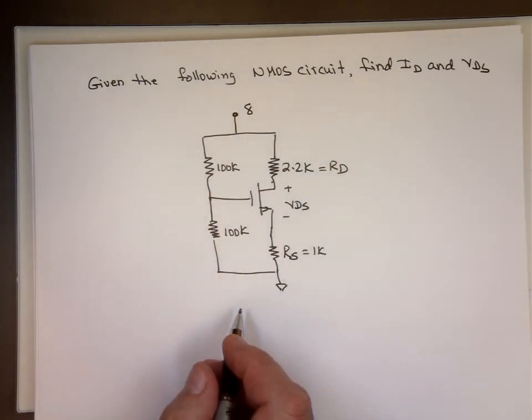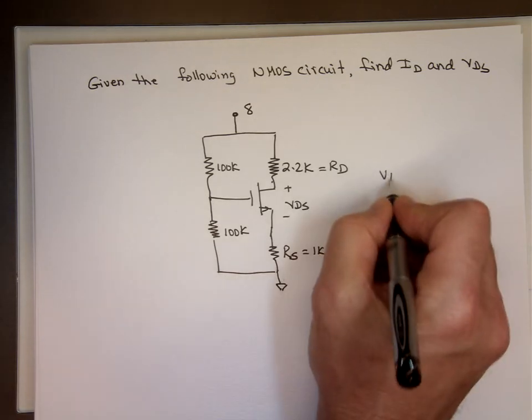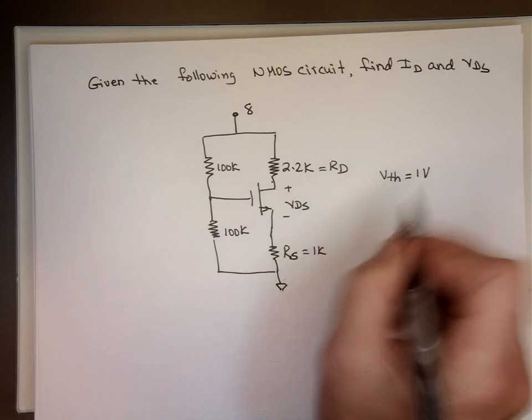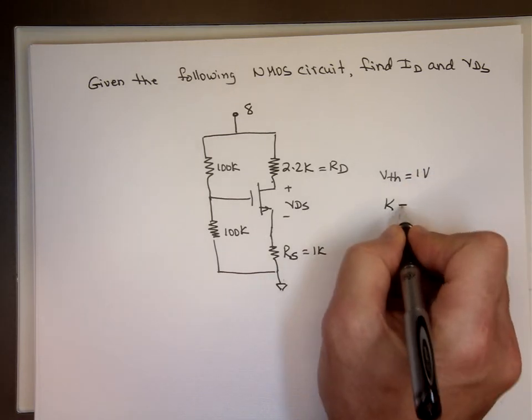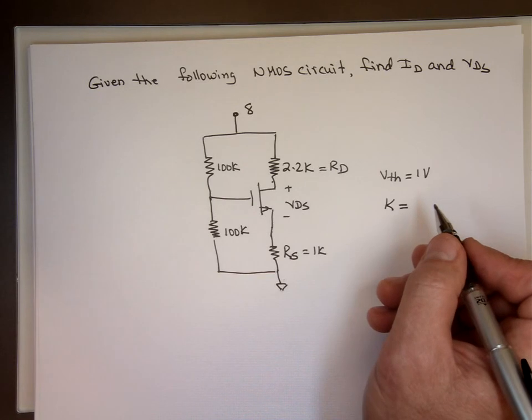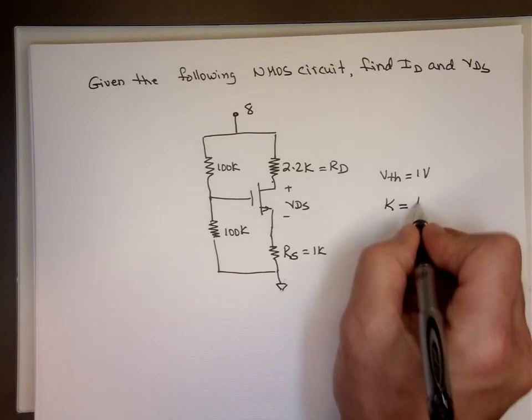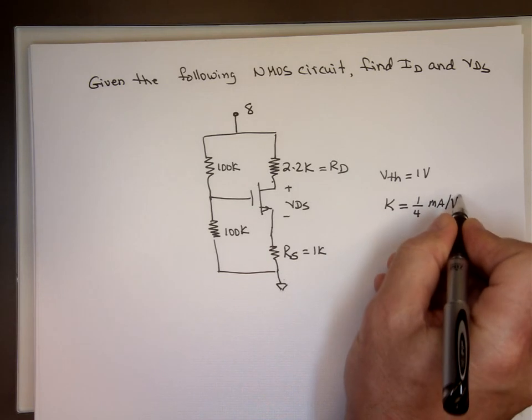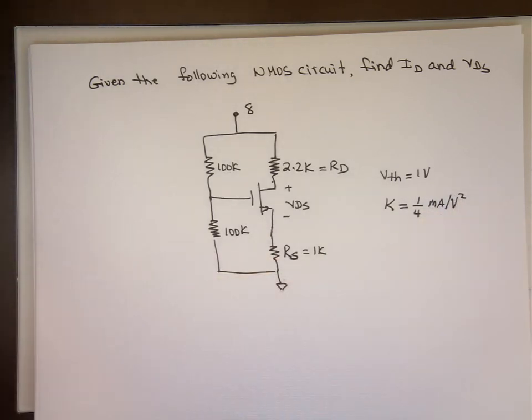Let me give you a threshold voltage for this problem: 1 volt. And let's give you K to be, what should we use? Same as the one before, 1/4 milliamp per volt squared.